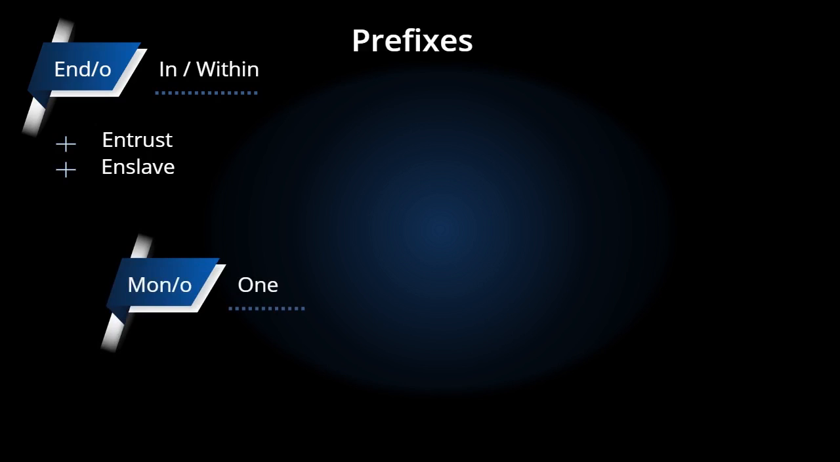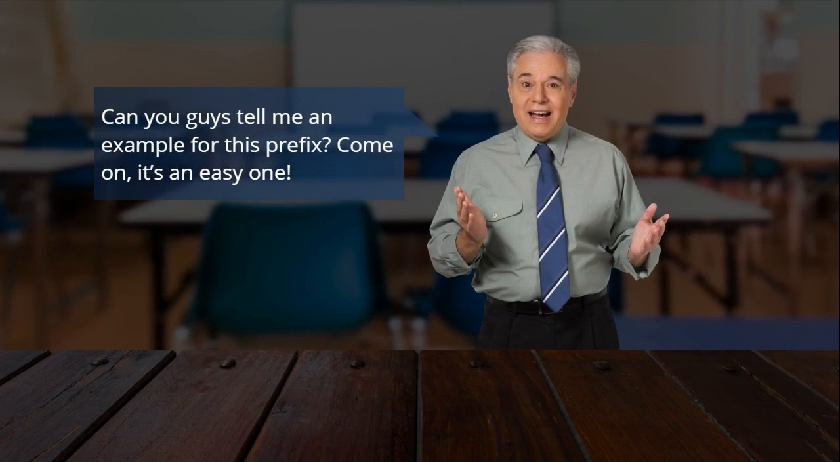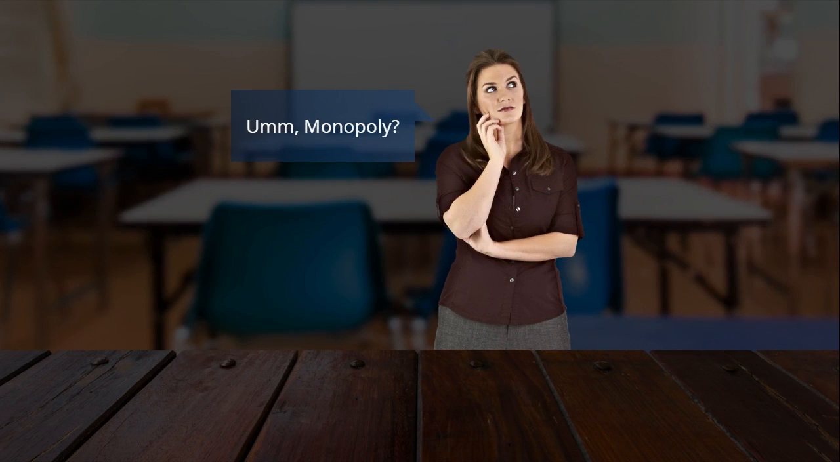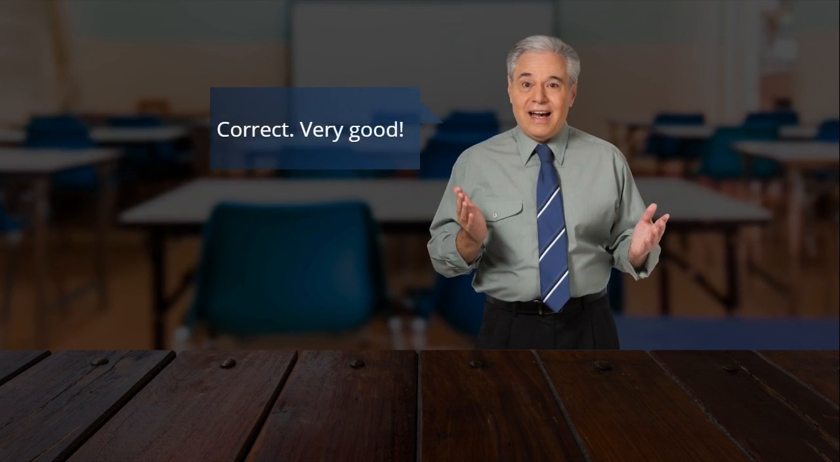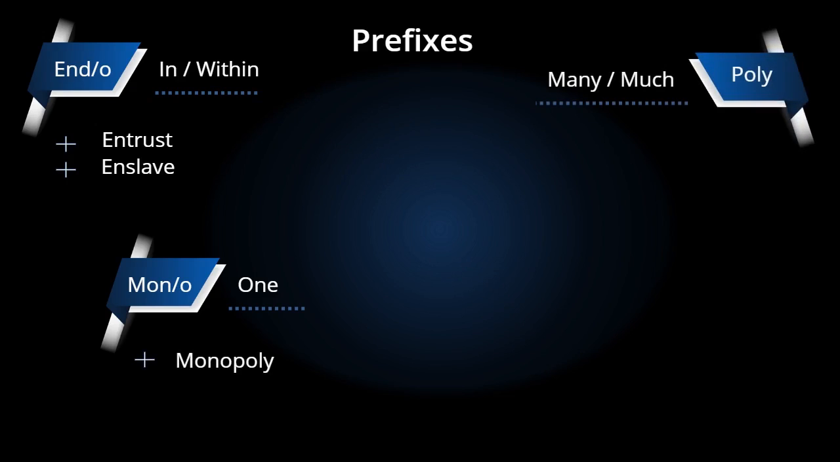Mono is the prefix for one. Can you guys tell me an example for this prefix? Come on, it's an easy one. Monopoly? Correct, very good. Similarly, poly is the prefix for many or much. Examples being polygamy or polymer.